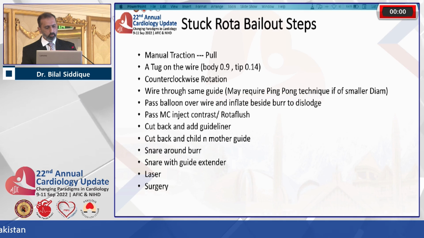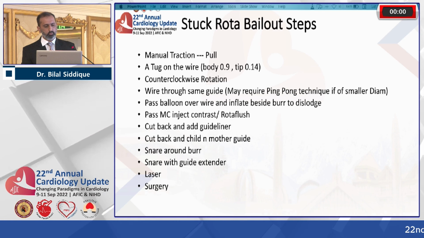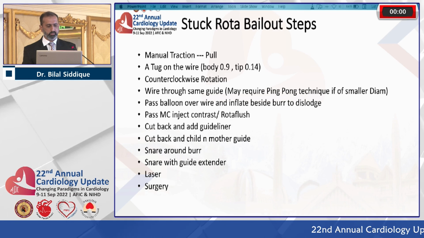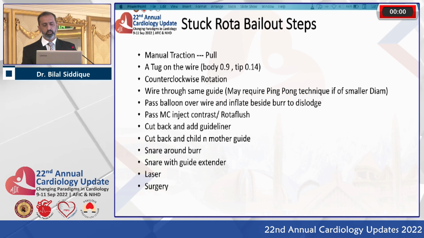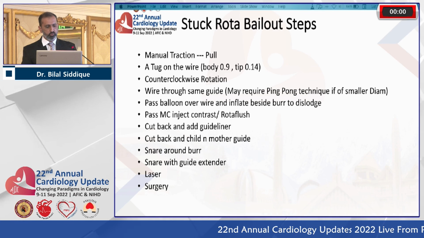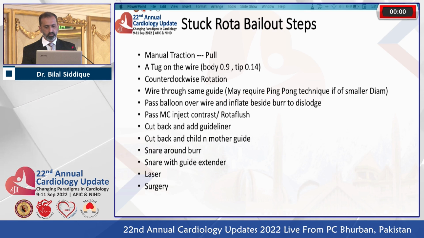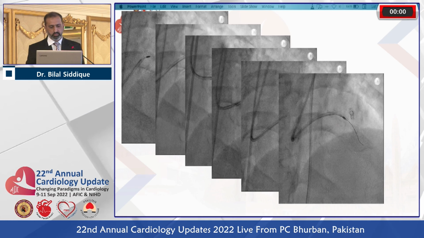You can do a counterclockwise rotation. You can wire through the same guide, pass a balloon over the wire and inflate. Maybe pass a microcatheter if the guide is more than 7. You can cut back and add a guide liner. You can snare, you can do laser, and the final resort is surgery. This is one case.